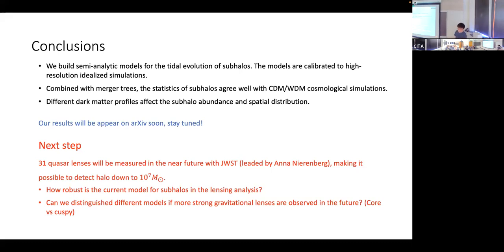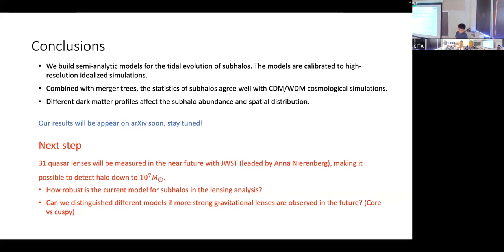For example, in one project, the JWST project led by Anna Nierenberg, we will narrow down to 31 quasar lens systems, which makes it possible to detect halos down to 10^7 solar masses, so that we can put even stronger constraints on the dark matter models.